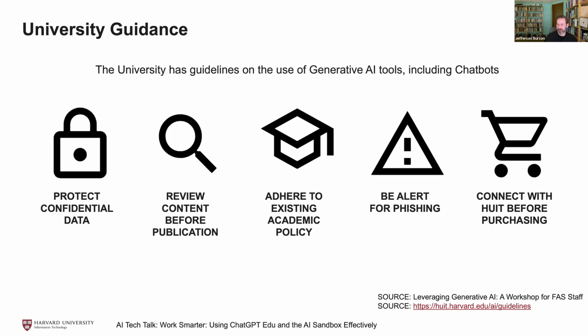One of the main things I wanted to set the context for using either of these AI applications is to be sure that as you're using them, you're taking into account university guidance around using generative AI tools. The same principles we use for other IT systems and applications are also applicable to generative AI. We want to make sure that everyone is doing their best to protect confidential data, reviewing content before publication, adhering to existing information security and academic policies, and staying alert for phishing. Generative AI can now be used for phishing attacks, for example. And if you need to acquire a new tool for some reason, connect with Hewitt before purchasing something.